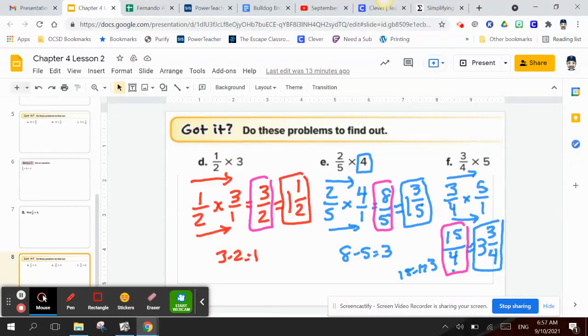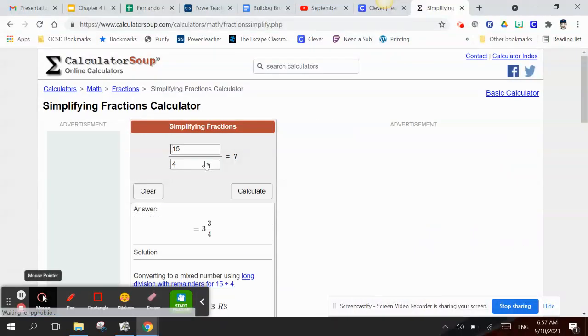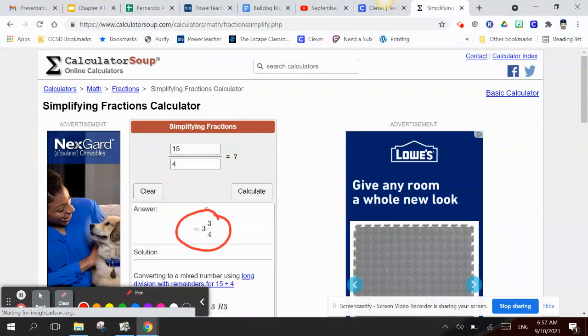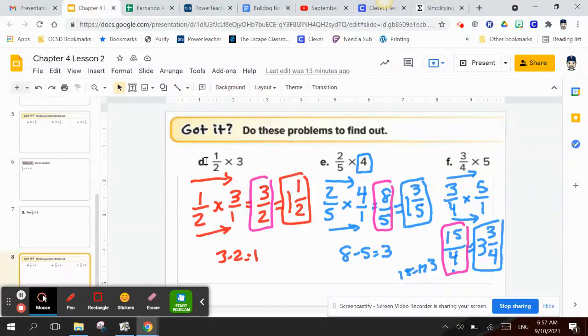So let's take a look at 15/4. We were just there. So if I type in 15 and 4 is my denominator, and I click calculate, it will show me what my mixed number should be. And here is 3 3/4. Let's check that with the answer that we have, which is 3 3/4. That is correct. So use that Clever page of mine to use that calculator to help you in simplifying improper fractions.